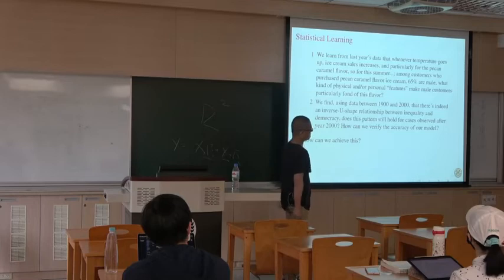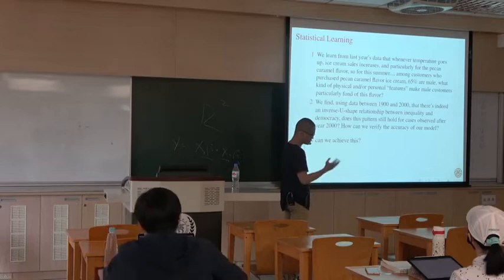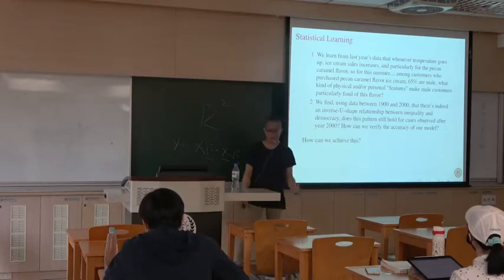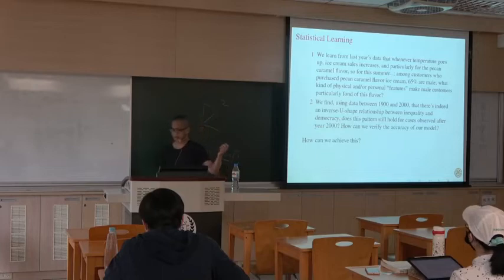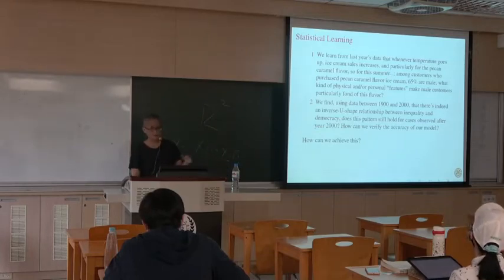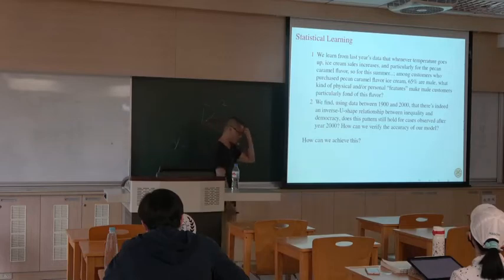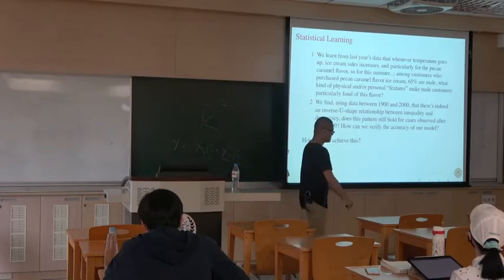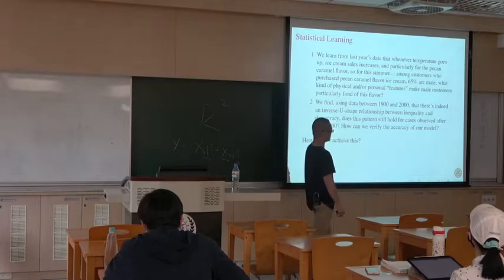Also, we can make similar statistical learning from a longitudinal perspective. So from last week, we talked about the Acemoglu and Robinson story, right? Based on their finding about the relation between economic inequality and democracy, we found out that in the past 200 years, there's indeed an inverse U-shaped relationship between inequality and democracy.